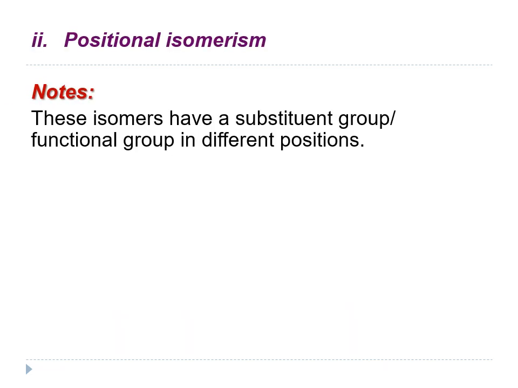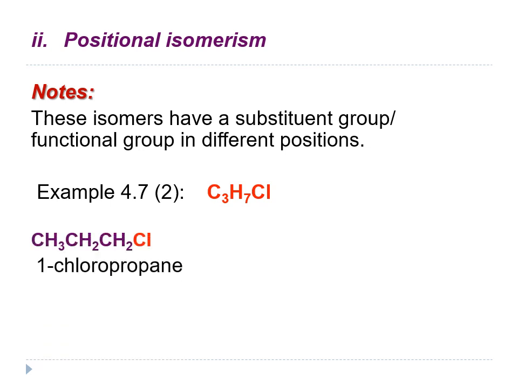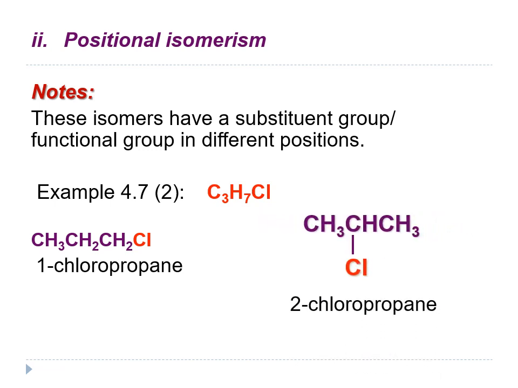For positional isomerism, the isomers will have a substituent or a functional group in different positions. For example, question number 2, we are going to use the molecular formula C3H7Cl. So let's put the Cl on the first carbon, and then the name would be 1-chloropropane. But if we put the chlorine at the second carbon, it's going to be 2-chloropropane. So both of these compounds are isomers to each other.